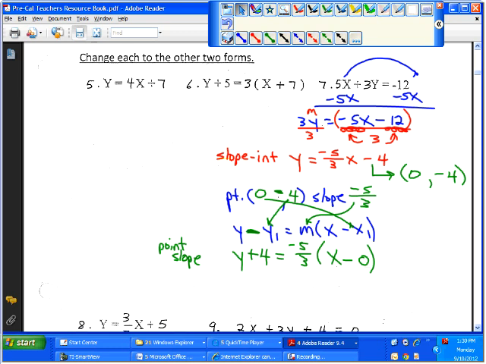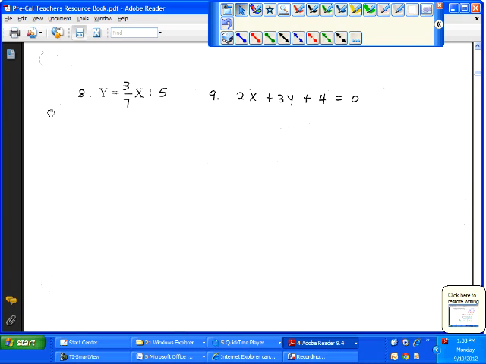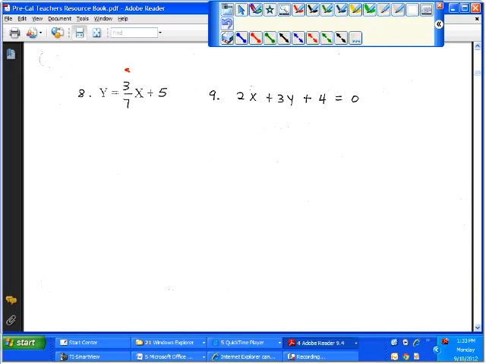Any questions on number 7? Question? Okay. Number 8. Number 8 is in what form to start with? It's in slope-intercept form to start with.